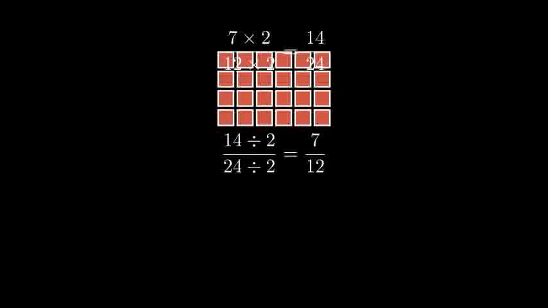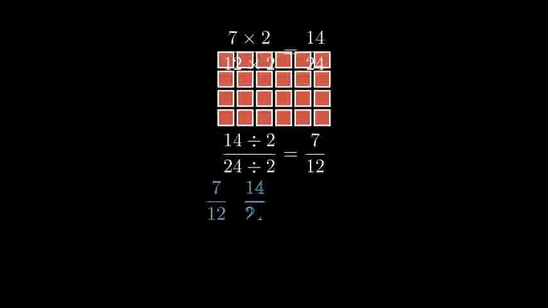Now, let's find an equivalent fraction using the dividing method. If we divide both the numerator and the denominator of 14/24 by 2, the fraction becomes 7/12, which is just our original fraction. Notice that dividing 14 by 2 and 24 by 2 takes us back to our original fraction.